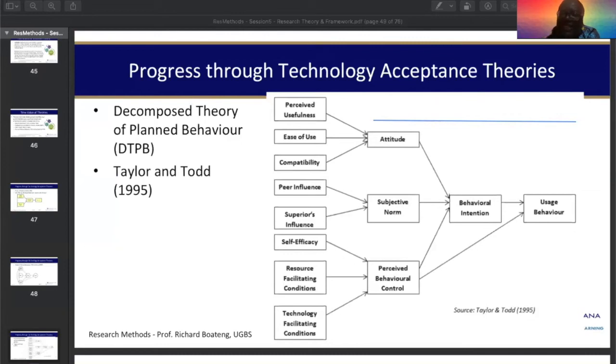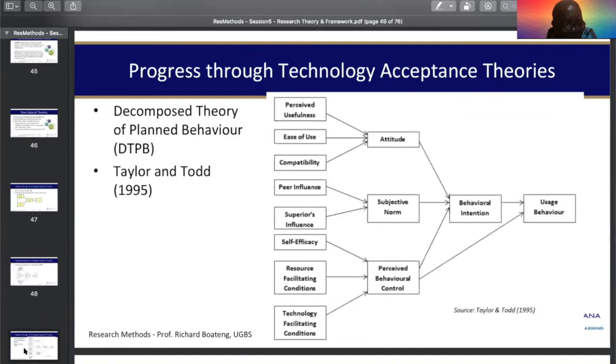The decomposed theory of planned behavior then tells you the sub-variables that go into each of the dimensions of planned behavior. So he said that attitude can be measured by perceived usefulness, perceived ease of use, and compatibility. Perceived ease of use and perceived usefulness are coming from where? They are coming from the technology acceptance model, if you realize that. Compatibility is coming from diffusion of innovation. Then you have peer influence and superior influence going to subjective norm. Then for perceived behavioral control, he had self-efficacy, resource facilitating conditions, and technology facilitating conditions, all of them coming together. So after 10 years again of using the theory, somebody came up with this particular model. That is Taylor and Todd. Okay, so let's continue.